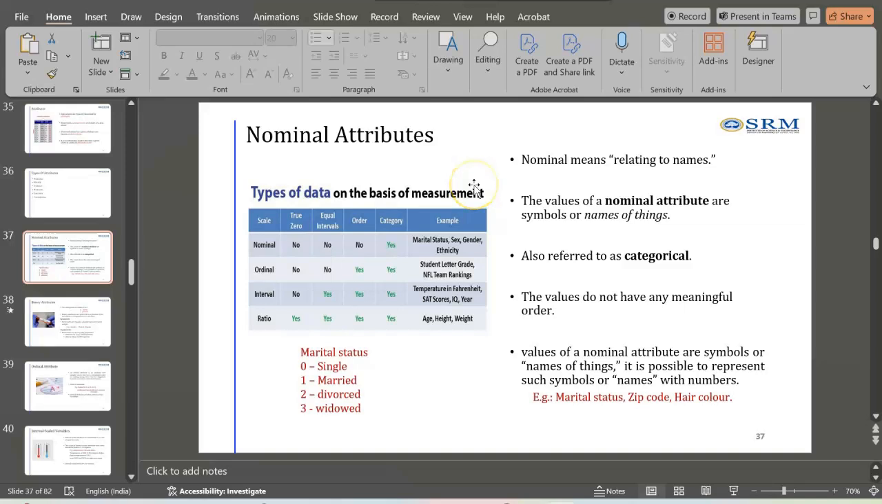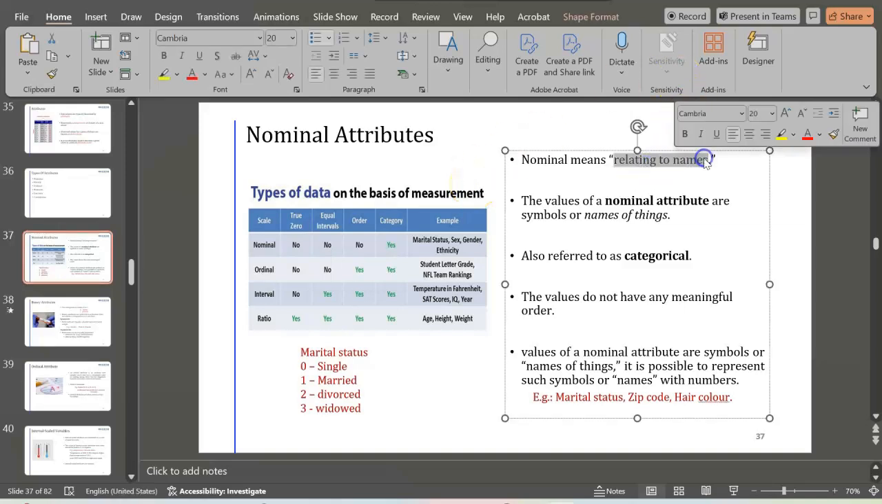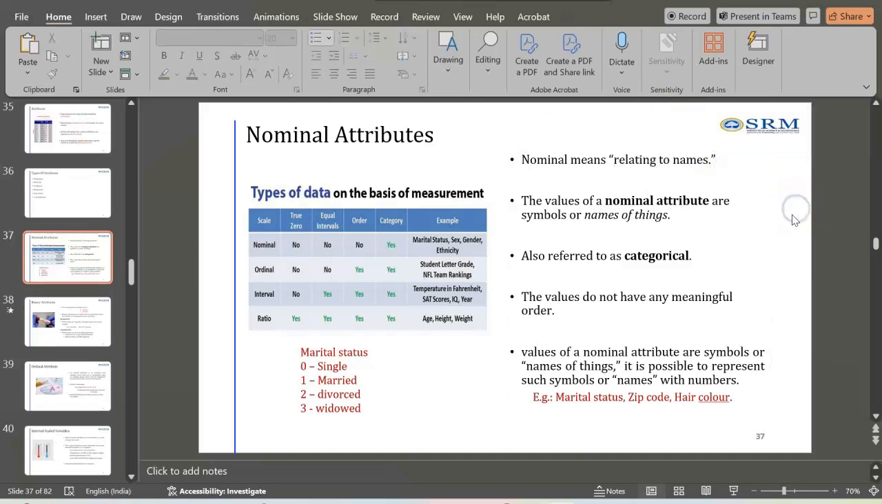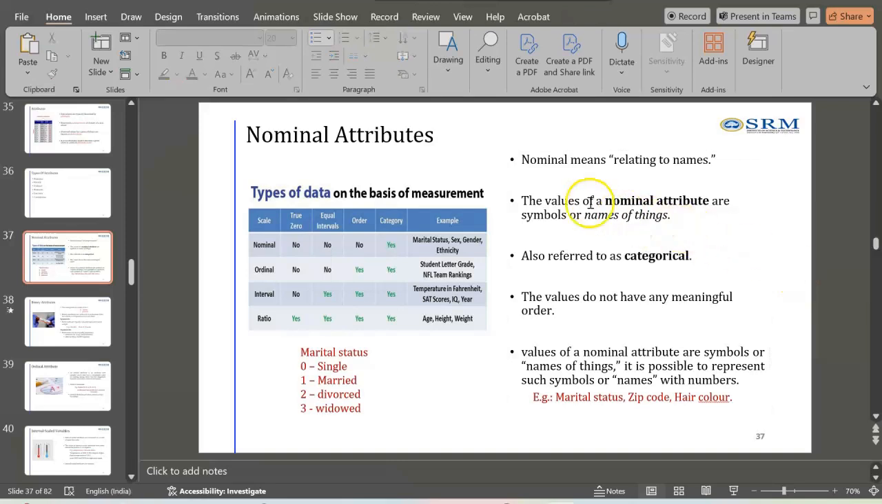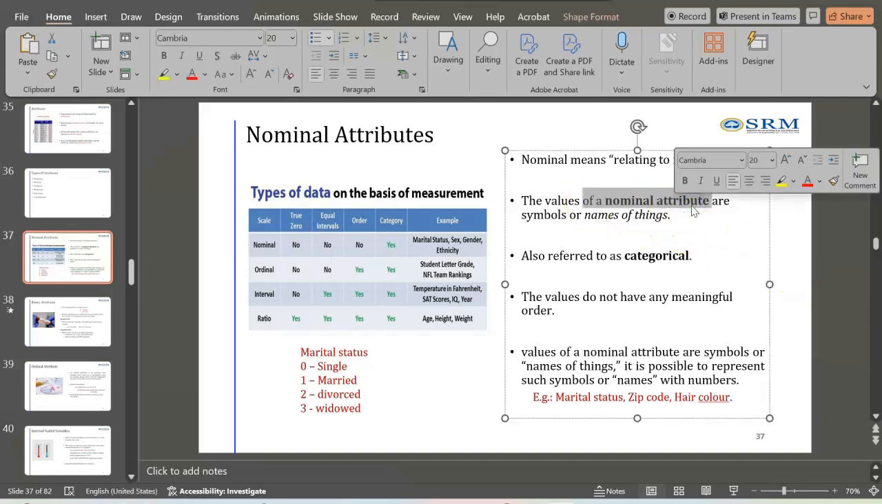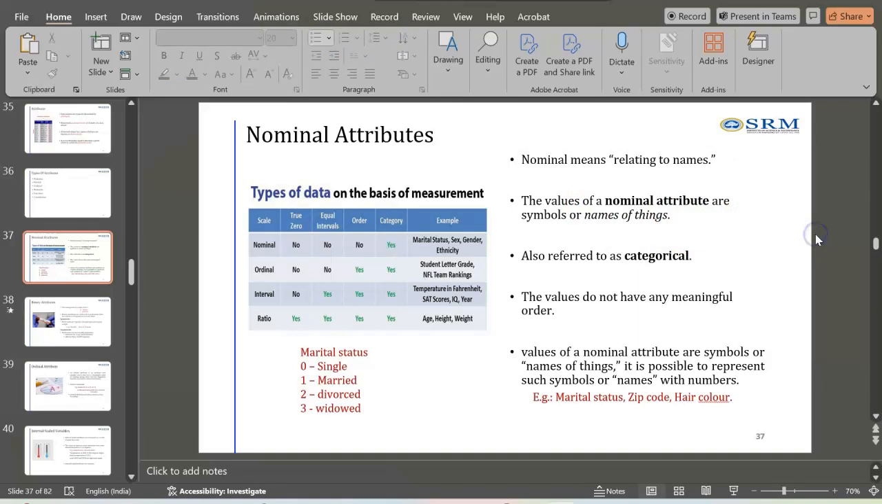So what are nominal attributes? Nominal attributes usually relate to names. It means something relating to the categorical. You can also refer to it as categorical. The values of nominal attributes always refer to names of things, and the values do not have any meaningful order. For example, marital status could be single, divorced, married, so it does not have any order.